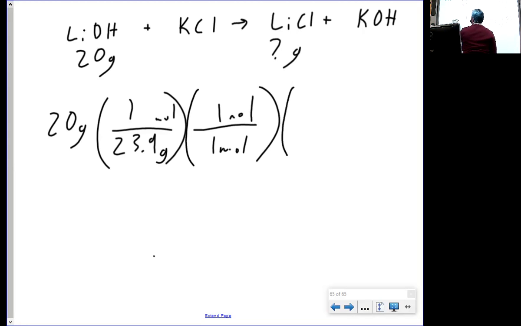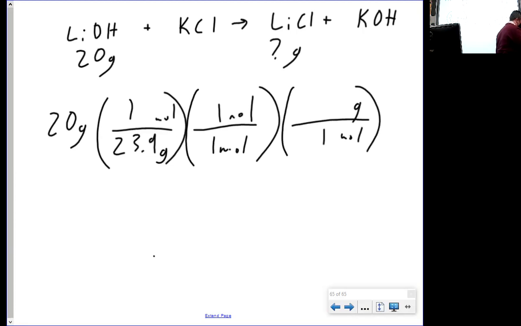Grams is what I want. Moles on the bottom, grams on top. Ready with your calculator? Once again, lithium is 6.9, and we're going to add chlorine, which is 35.5. 42.4. All right, and then I'm going to take a pause, because I know I'm talking fast today, but let's make sure everybody's with me.